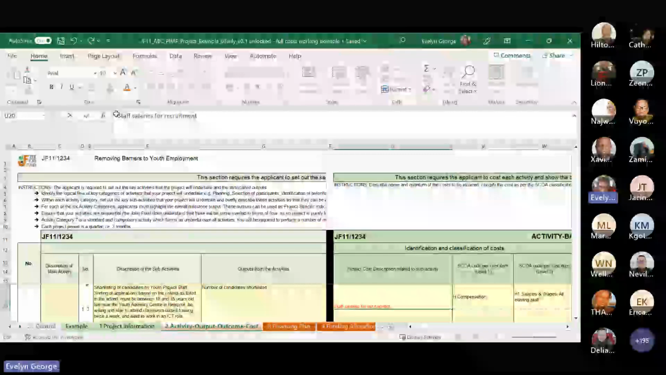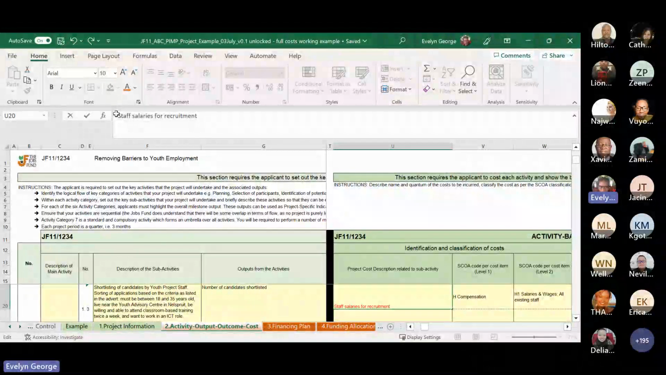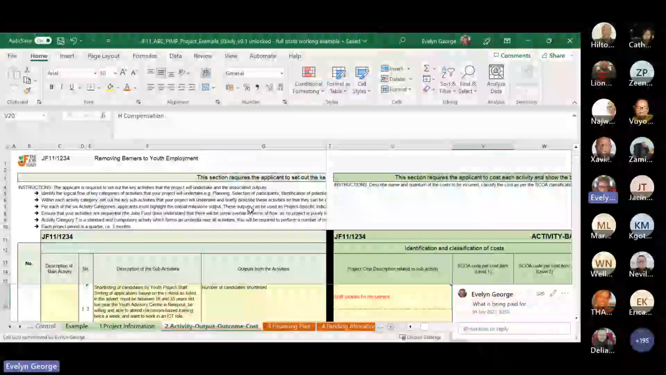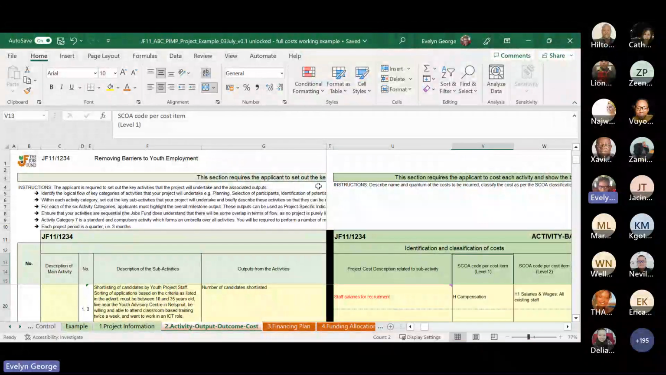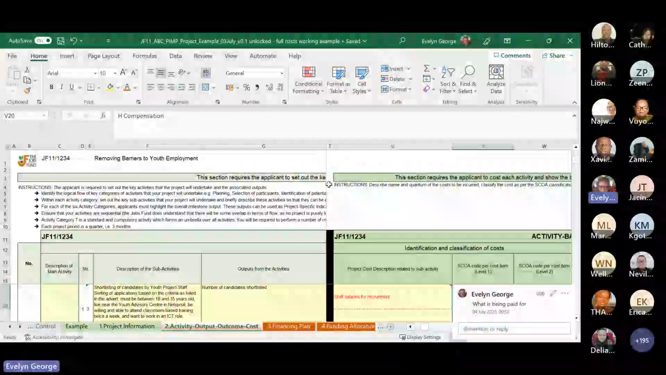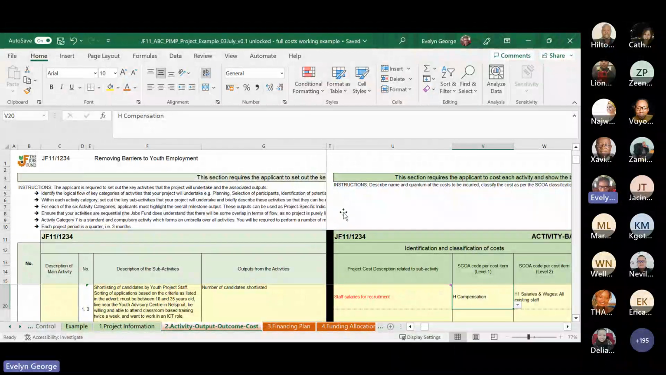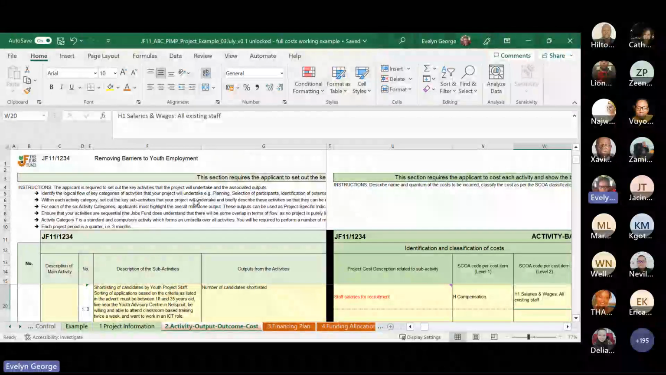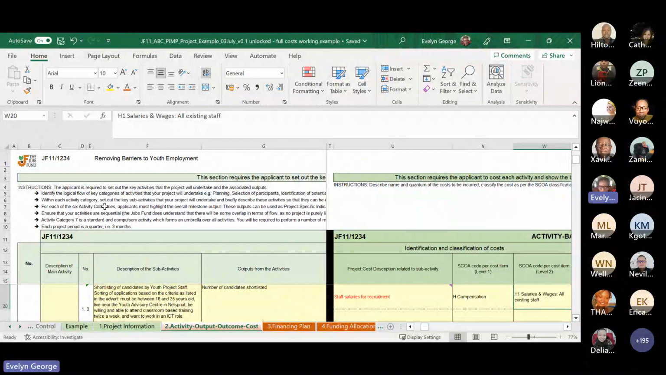So staff salaries for recruitment, I think that's a better description of the cost. And as the person correctly mentioned, we would have to account for it, because it looks like we're sifting through 750 applications to try to get through to 500. And there would be a compensation cost. Here, it's compensation. We are compensating existing staff at the particular applicant, the entity that's conducting it.